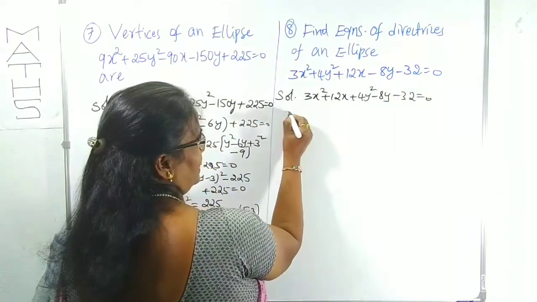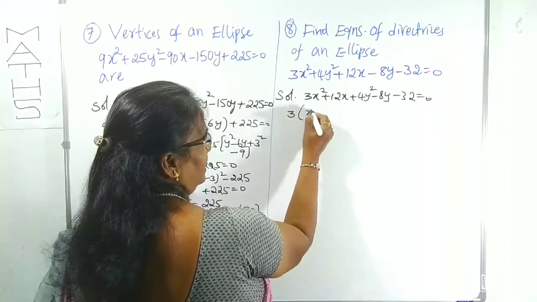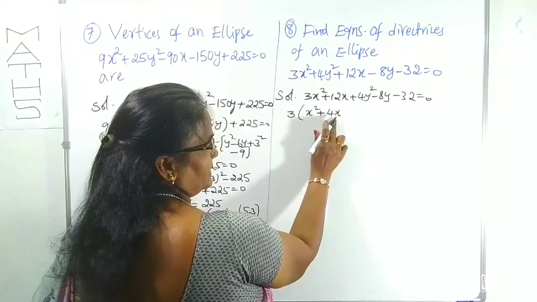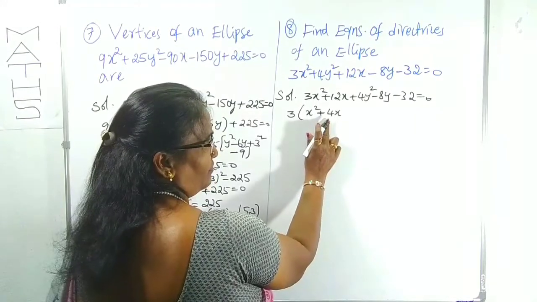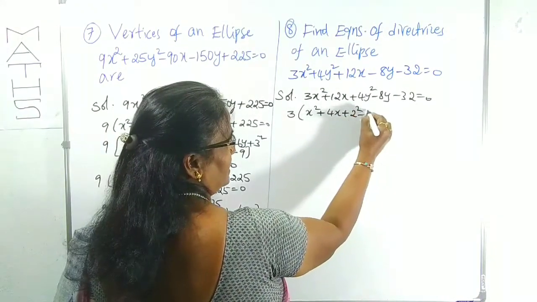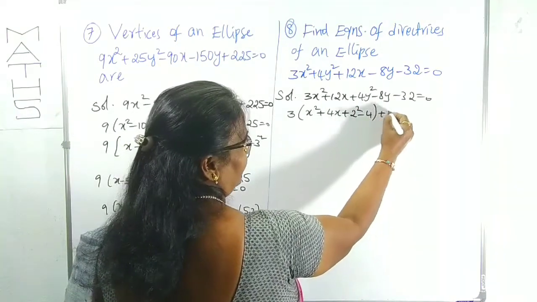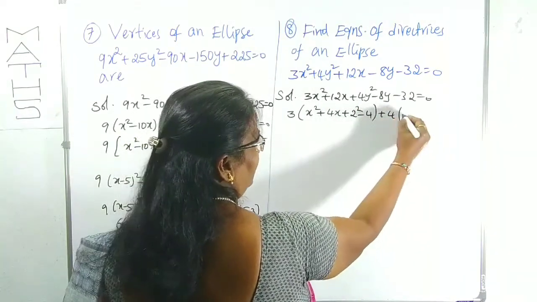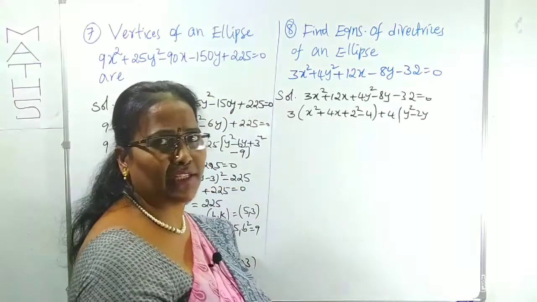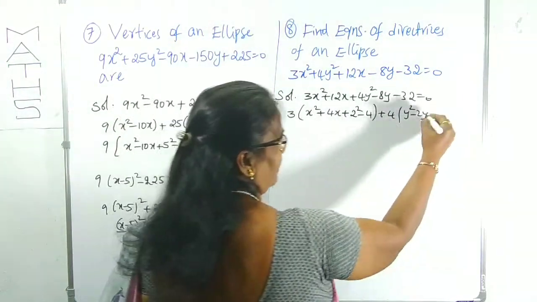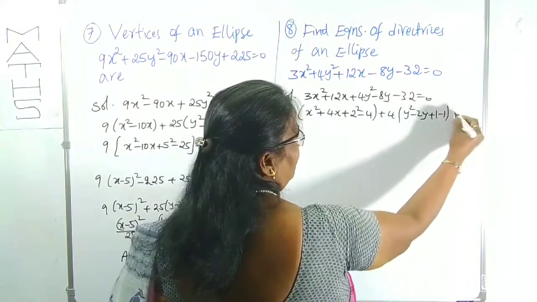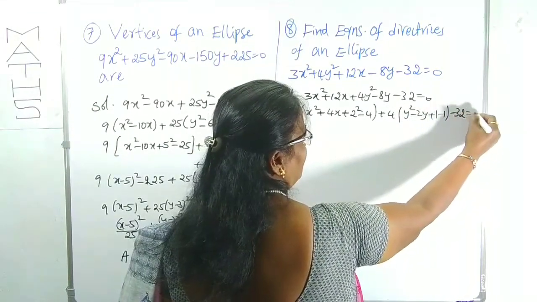Now among these two, we can take 3 common: x square plus 4x. You know 4x, the x coefficient is 4, half of that is 2. I can add 2 square, 4, and subtract the 4. In the same way here, take 4 common from these two: y square minus 2y. The y coefficient is 2, half of the 2 is 1. We can add 1 and subtract the 1. Right? Minus 32 as it is, equal to 0.